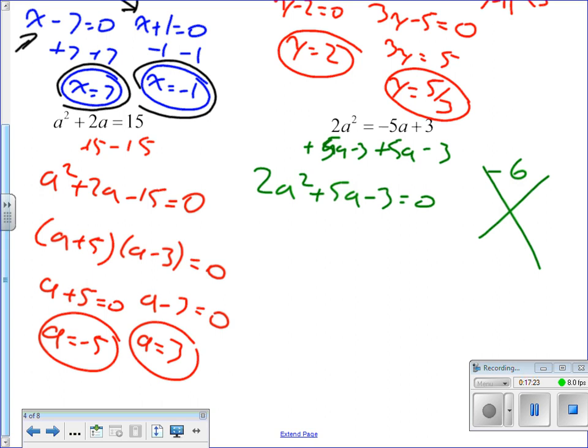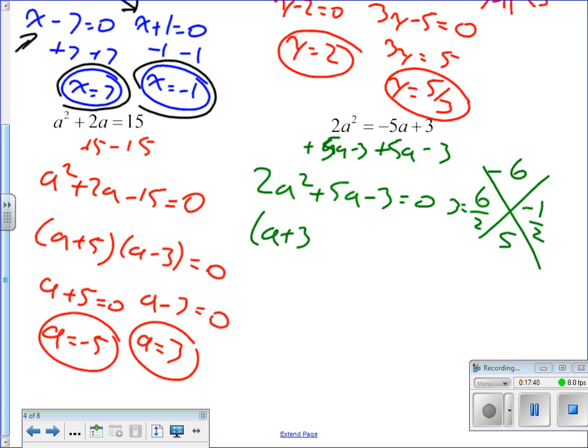Negative 6, positive 5, that's 6 and 1. Sorry, 6 and negative 1. Oh, wait, I did that wrong, didn't I? No, I did that right. Yeah. Divide those both by 2. And that gives me 3 for this one.